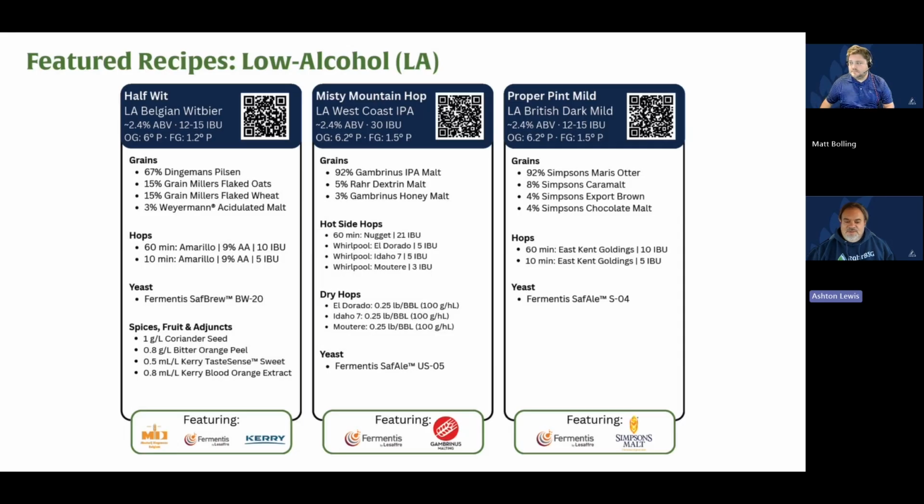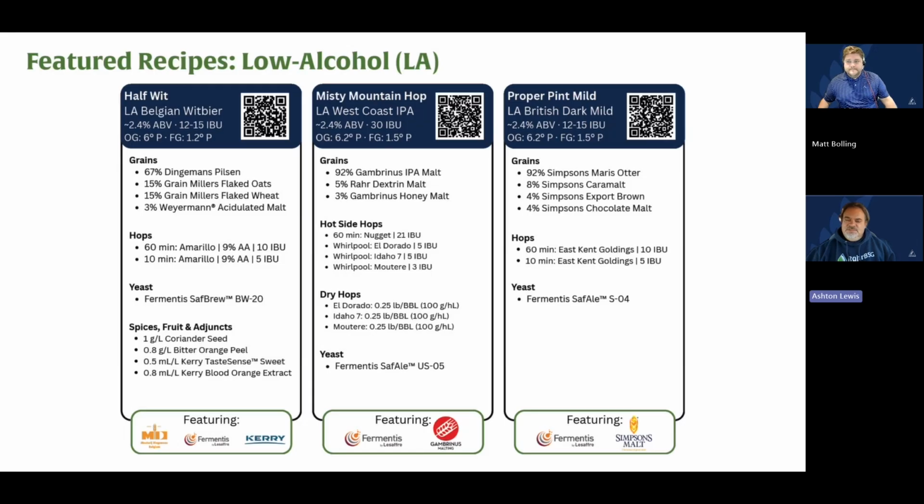But as Matt, you point out, the base here is Simpson's Maris Otter, so a nice, higher flavor base malt with the Maris Otter, and a little caramel for not only a little color, but also a nice candy, fruity sweetness that these light colored caramels have. And the Simpsons caramel definitely has this candy fruity characteristic to it. Export Brown is a newer product from Simpsons. This is a lower colored brown malt.